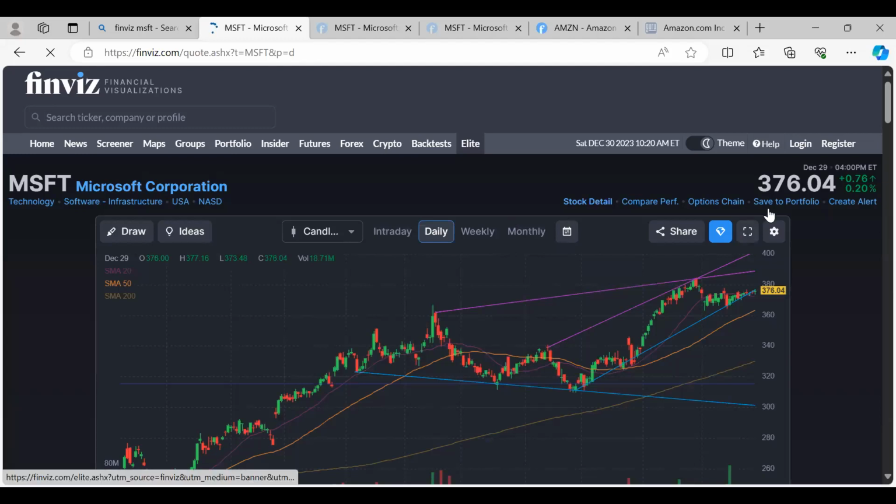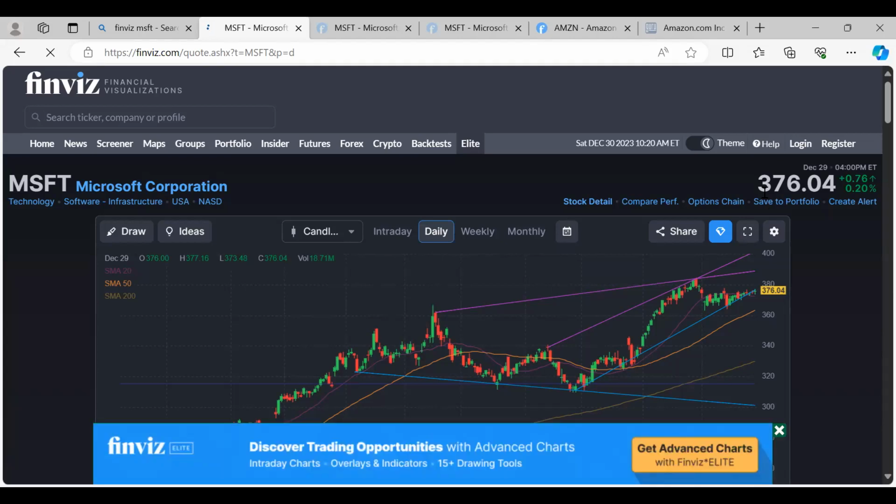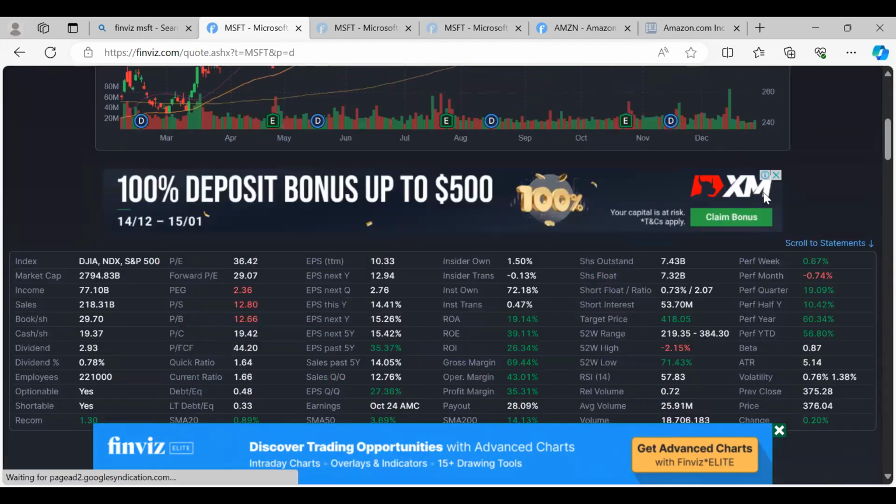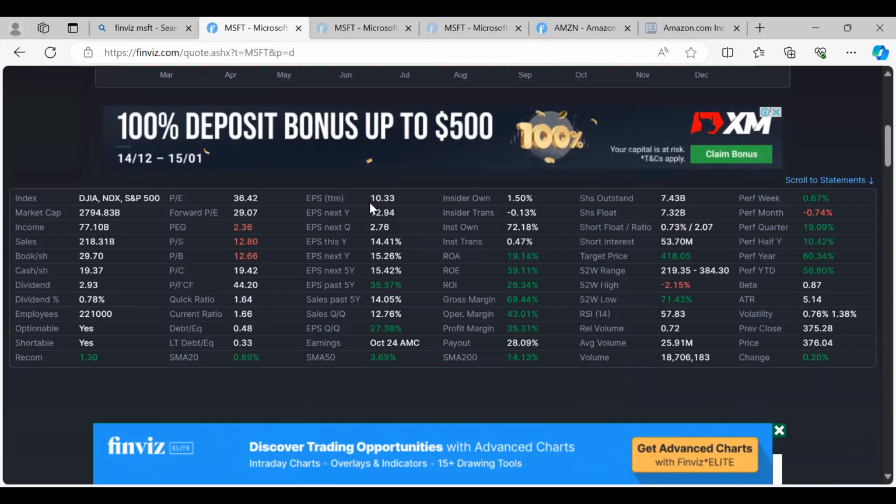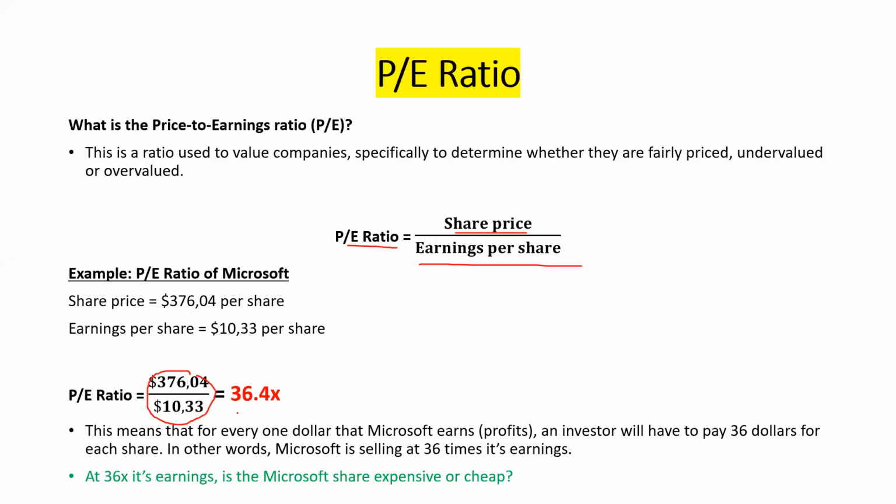And as you can see, the share price for Microsoft is currently sitting at $376.04 per share. And that's the figure we are going to use in our equation. And the earnings per share, you can read it off here, it's 10.33. So we take these two figures, we plug them in our equation, and we get 36.4 times. Now, what does this figure mean, this 36.4 times? This means that for every $1 that Microsoft earns in profits, an investor will have to pay $36 for each share. In other words, Microsoft is selling at 36 times its earnings.